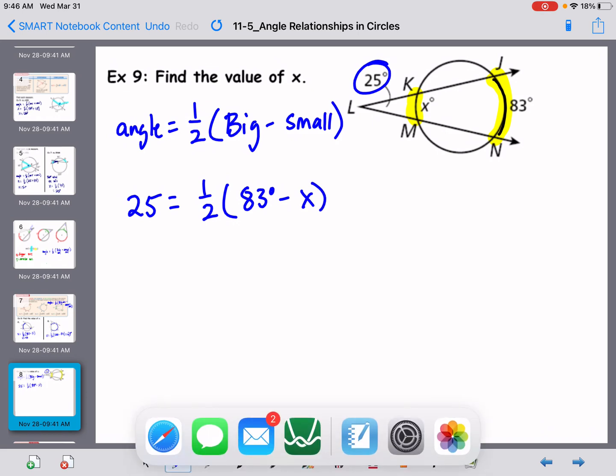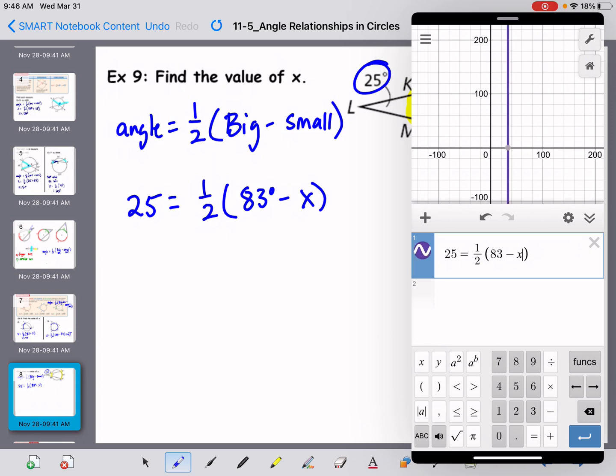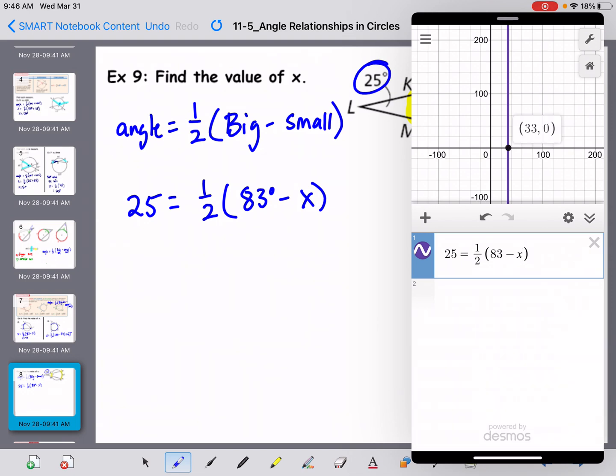And now, Desi's my best friend. She's going to figure this out for me. I just got to change some numbers around. And then let me double check that I typed it in correctly. 25 equals 1/2. 83 minus x. 33. X equals 33.